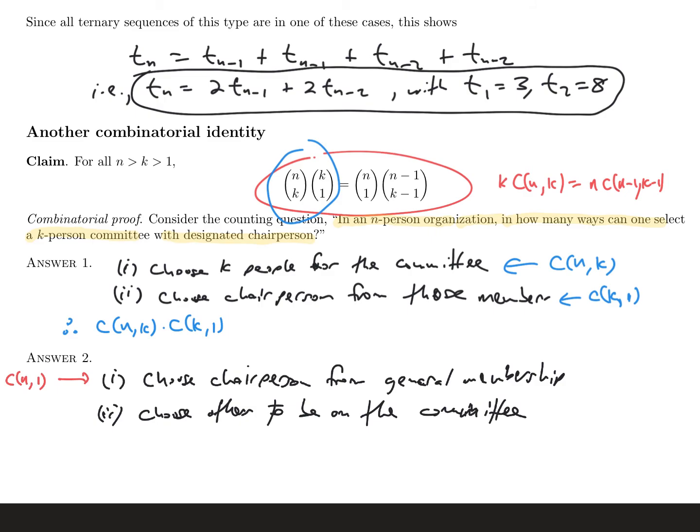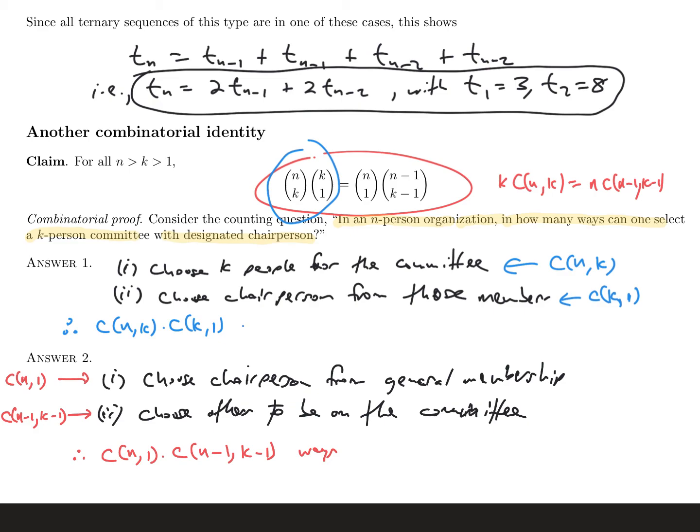But I need to also pick the committee for them to chair. But the chairperson's on the committee, so we only need k minus one more people from the remaining n minus one people. So I'm going to choose the other k minus one people from the remaining n minus one people. So therefore, with this approach, I would have n choose one times n minus one choose k minus one ways to do this.